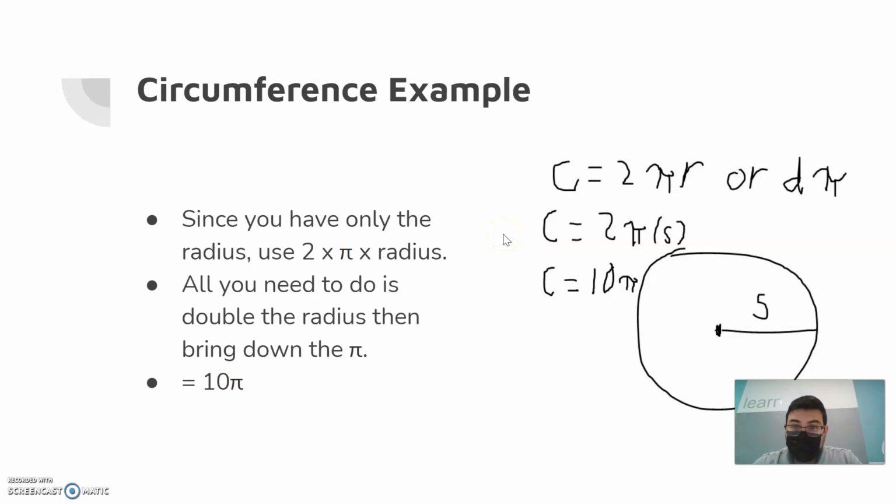So here's an example of it. We have the radius here is 5. 2 times 5 is 10. Bring down the pi. Circumference of the circle is 10 pi. If you have a line all the way through, remember the radius is double, and that's what equals the diameter. So that would be 10, so it would still be 10 pi.